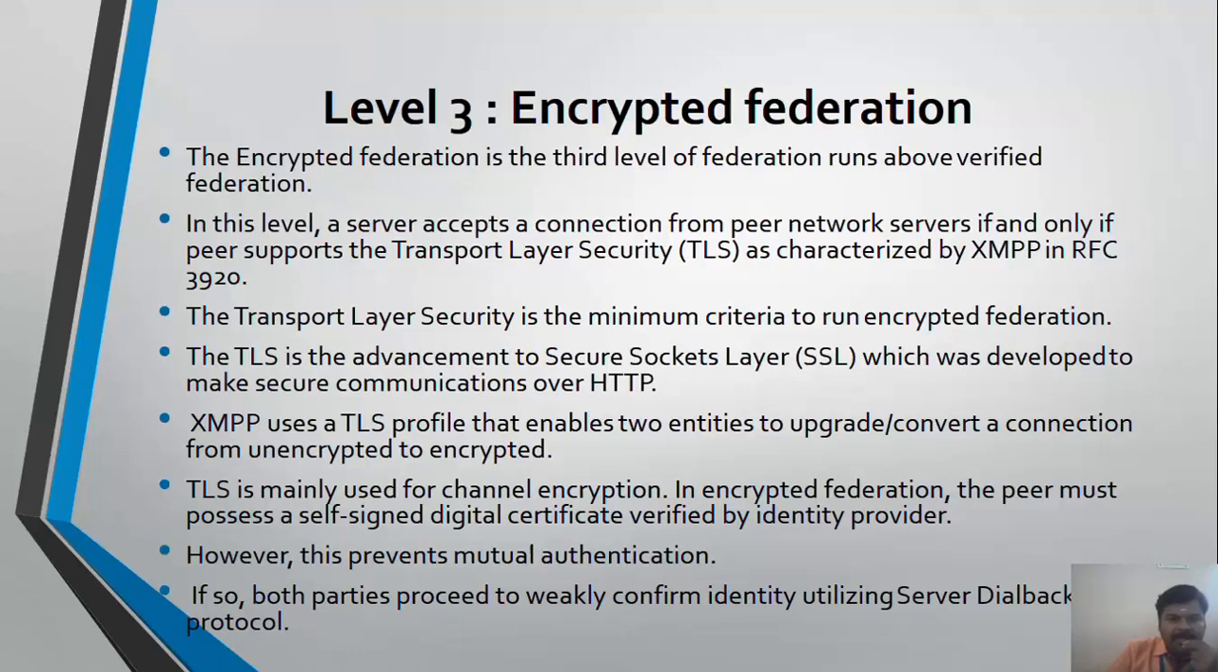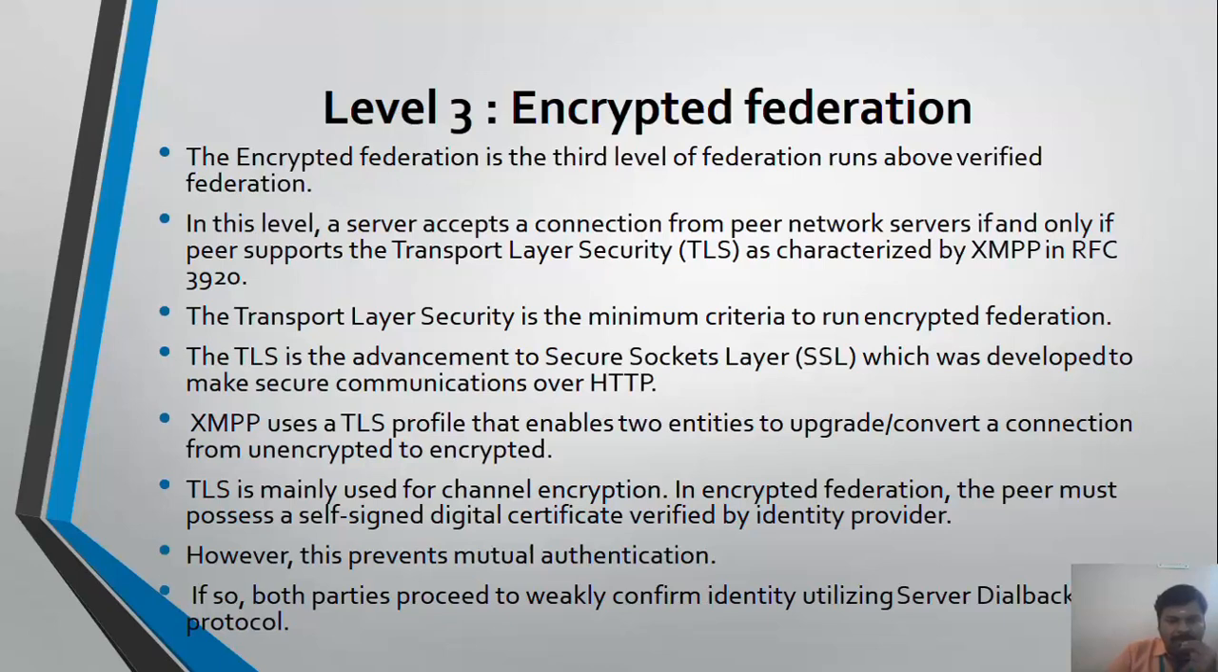Level 3 is an encrypted federation. The encrypted federation is the third level of federation, running above verified federation. In this level, the server accepts the connection from the peer network server if and only if the peer supports TLS, that is transport layer security, as categorized by XMPP in RFC 3920. Transport layer security is the minimum criteria to run the encrypted federation.